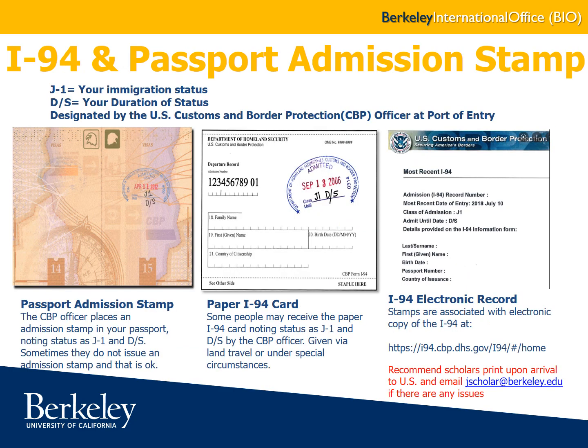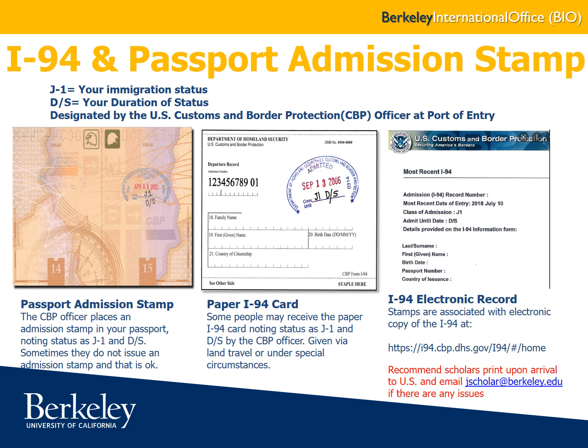Your I-94 admission record shows your status in the U.S. You may also have an admission stamp in your passport, but if you do not have an admission stamp, it is not a problem. If you do have an admission stamp along with your I-94 record, both should show J1 as your immigration status and DS, which means duration of status. Duration of status means that you have valid immigration status until the end date listed on the DS 2019, if you maintain your status, plus a 30-day grace period.